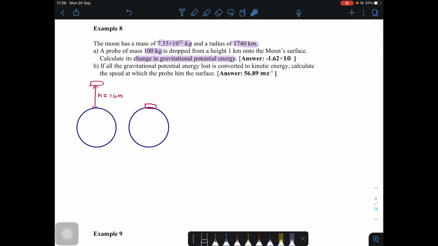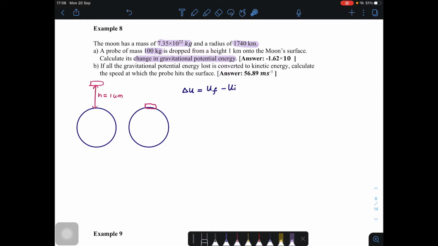So change here meaning that we need to find the differences. Okay, kita akan tolak dua value. So value apa? Value potential energy. So delta U, always use the delta U whenever we want to calculate a change. So delta U is equal to U final minus U initial. Dia mestilah final minus initial. So mana satu final, mana satu initial.